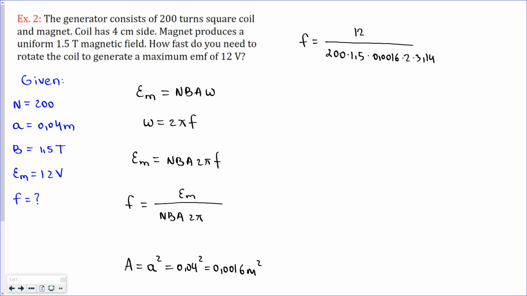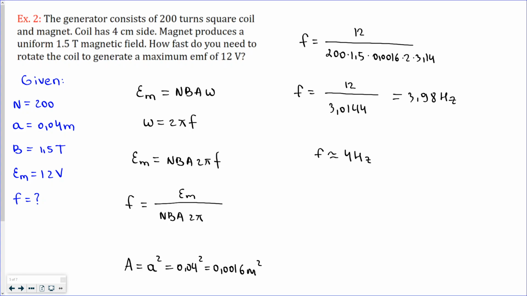Now, frequency is equal to 12 over. Let's calculate 200 multiplied by 1.5 multiplied by 0.016, and the answer here will be 301.44, and the frequency is 3.98 Hertz. Approximately we can say the frequency is 4 Hertz.